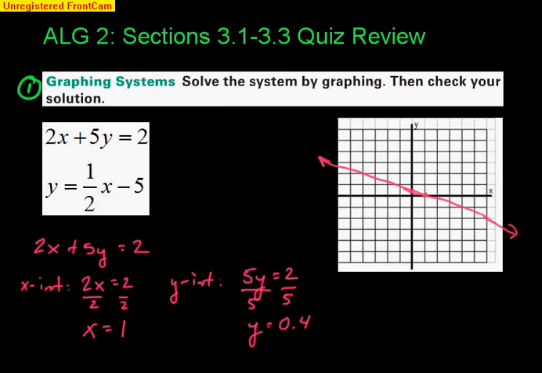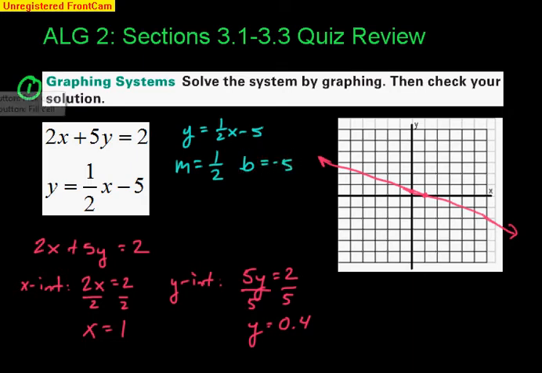Now I'm going to take the other equation, I'll do it in blue and then graph in blue. Y equals 1/2 x minus 5. This is in slope-intercept form. So 2 things to identify. The m, the slope, the m is in front of x, that's 1/2. The b is the number at the end, that's a negative 5.